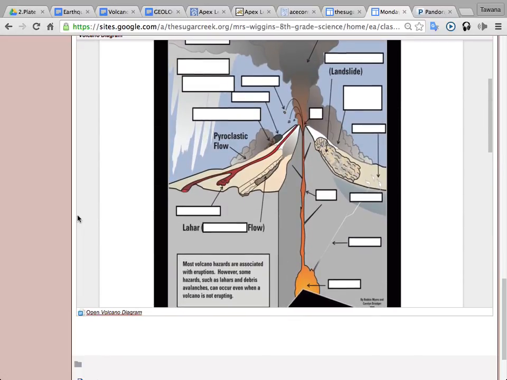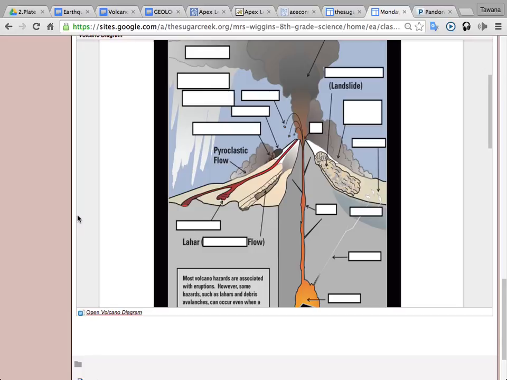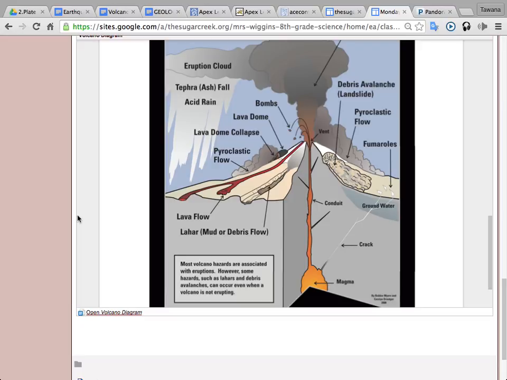How do you use this as a quiz? See if you can fill in the blanks and then check it with your notes or check it with what's here. Any questions for that?